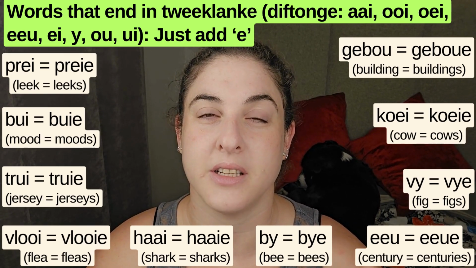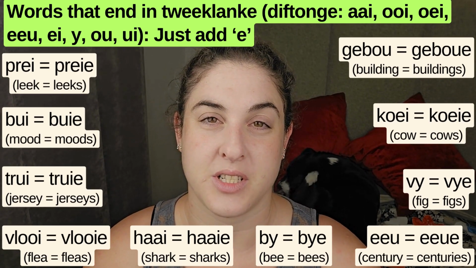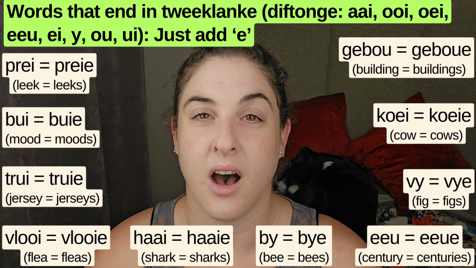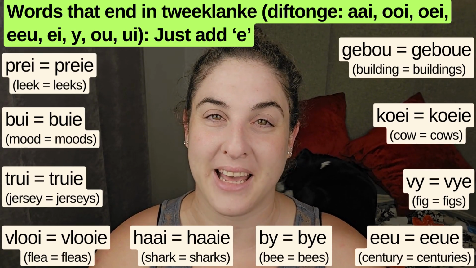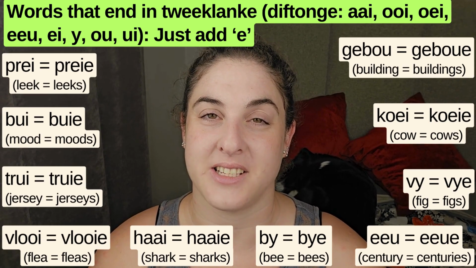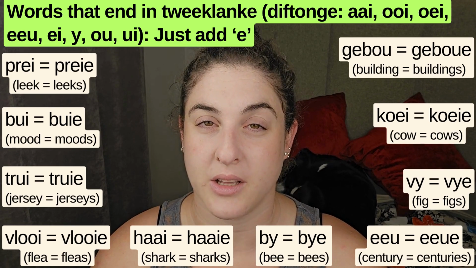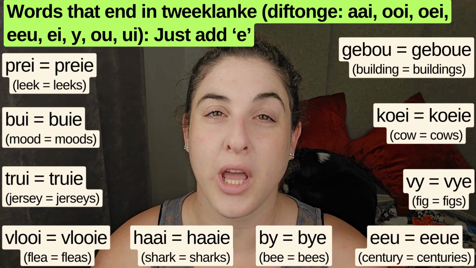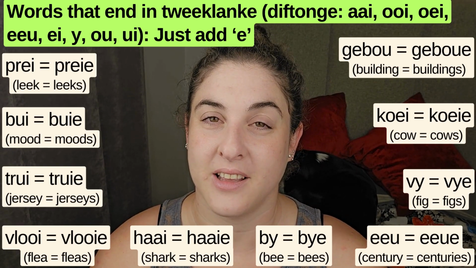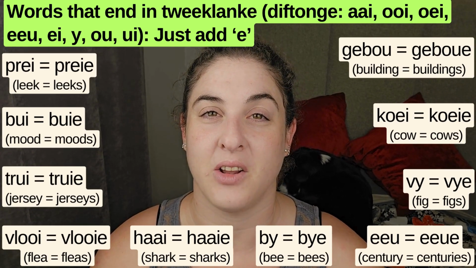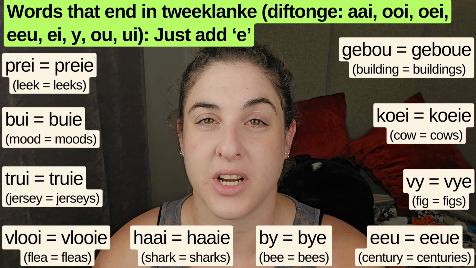Now this is specifically a knitted jersey in Afrikaans. Flooi, flooie, which is a flea, fleas. Haai, haaie. That's a shark, sharks. By, bye, that is a bee, bees. And then gebou, geboue, which is building, buildings. Koei, koeie, cow, cows. Vy, vye, fig, figs. And then the last one, eeu, eeue, century and centuries.